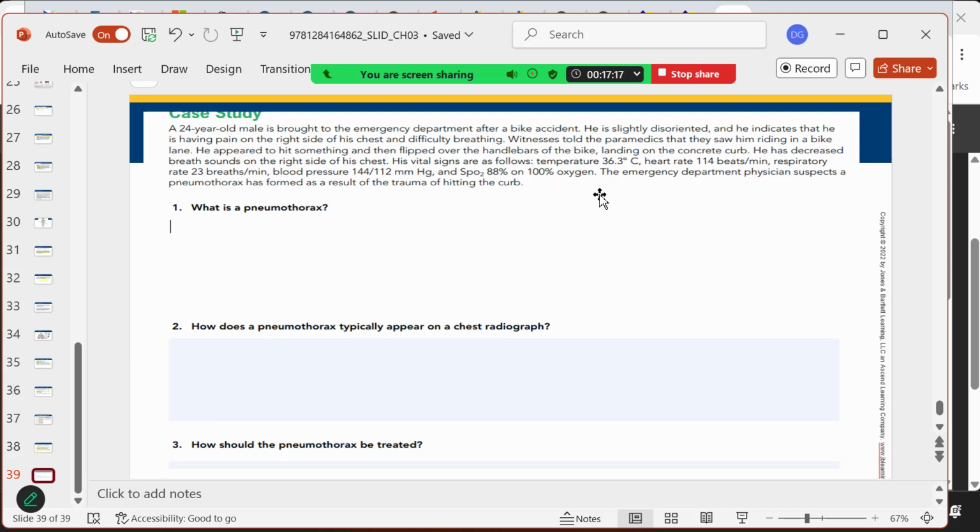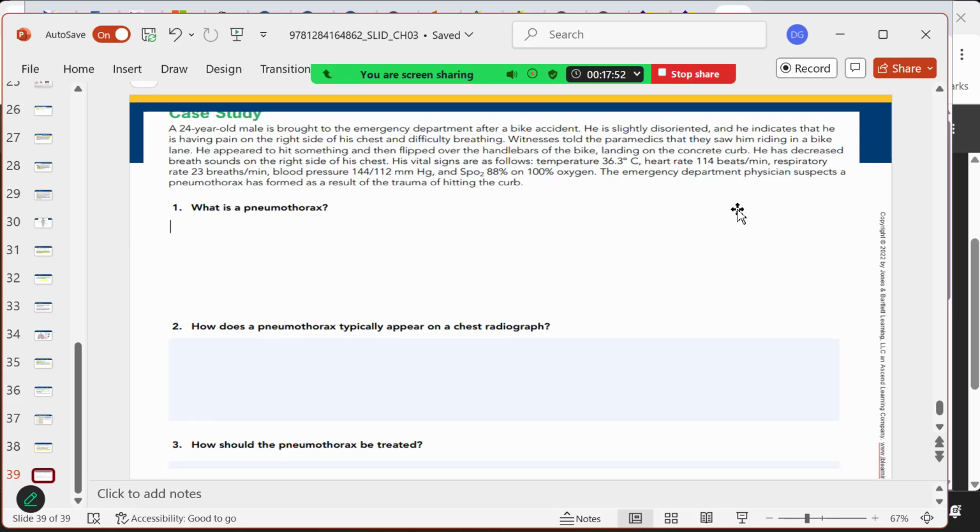24-year-old male brought to the ED after a bike accident. He is slightly disoriented, indicates that he is having pain on the right side of his chest and difficulty breathing. Witnesses told the paramedics that they saw him riding in a bike lane, appears to have hit something and then flipped over the handlebars of the bike, landing on the concrete curb. He has decreased breath sounds on the right side.